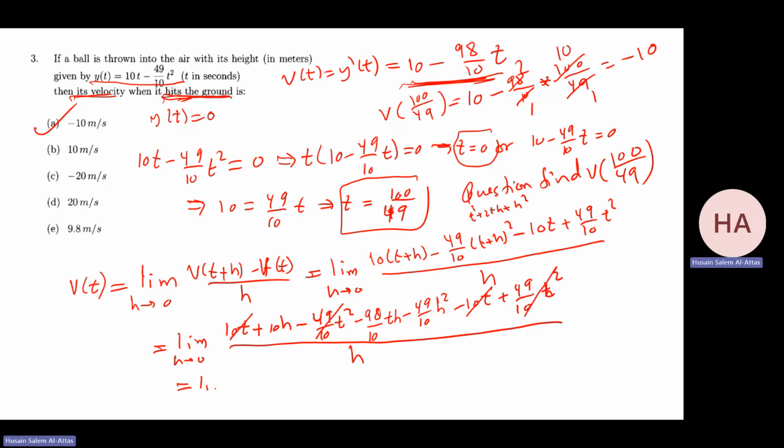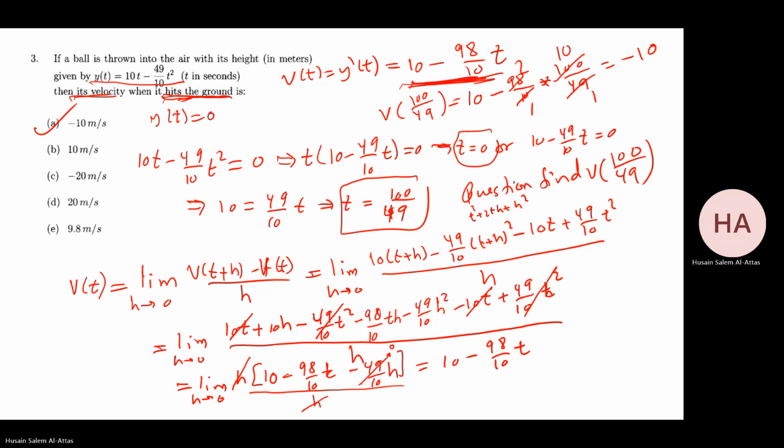Now I can take h as a common factor in the numerator. What is the remaining? 10 minus 98 over 10t, minus 49 over 10 h, all over h. The h cancels. As h goes to 0, this term goes to 0. So you have 10 minus 98 over 10t, which is the same formula as before. So I get the same answer, minus 10. I found v of t, which is y prime at t, using the long way.